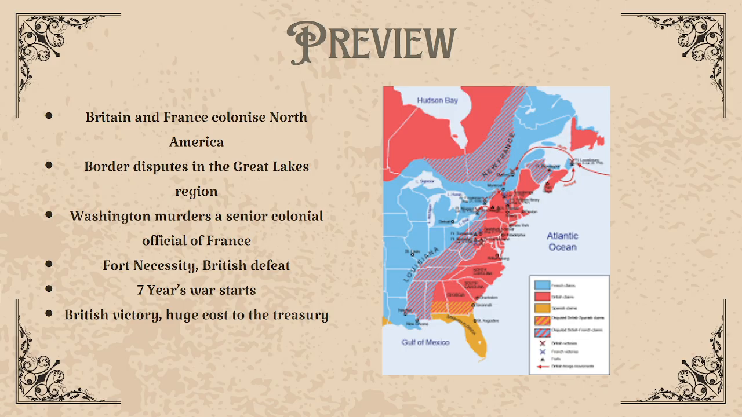Around the time that this dispute is occurring, the British send an incursion into the French territories in Ohio and Pennsylvania, and these are led by one George Washington. In this escapade, the British troops murder a senior colonial officer for France, and the French are obviously not too pleased with that fact.